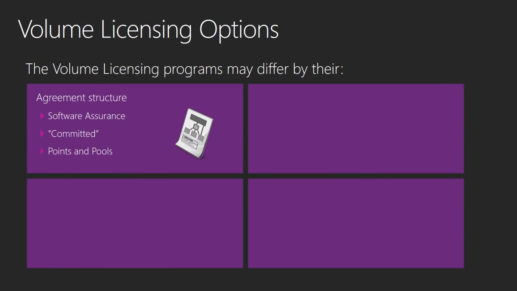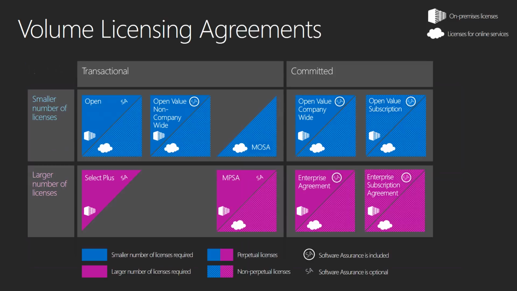Okay, moving on then with differences in agreement structure. We already mentioned in the overview that some of the program types require a level of commitment. So let's just remind ourselves which programs they were. Here's our overview diagram again, and the programs that require a level of commitment from the customer are the 4 listed on the right hand side. But what does this idea of commitment actually mean?